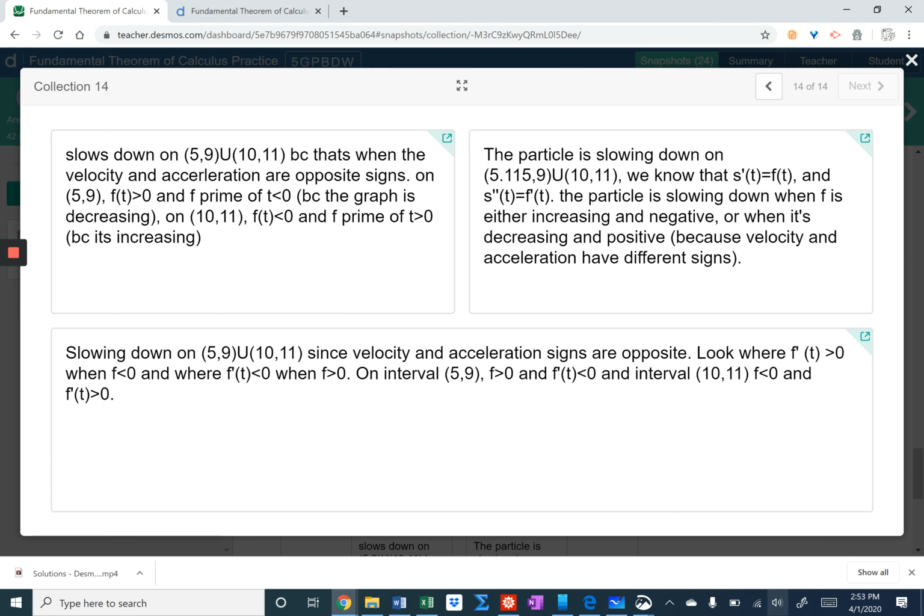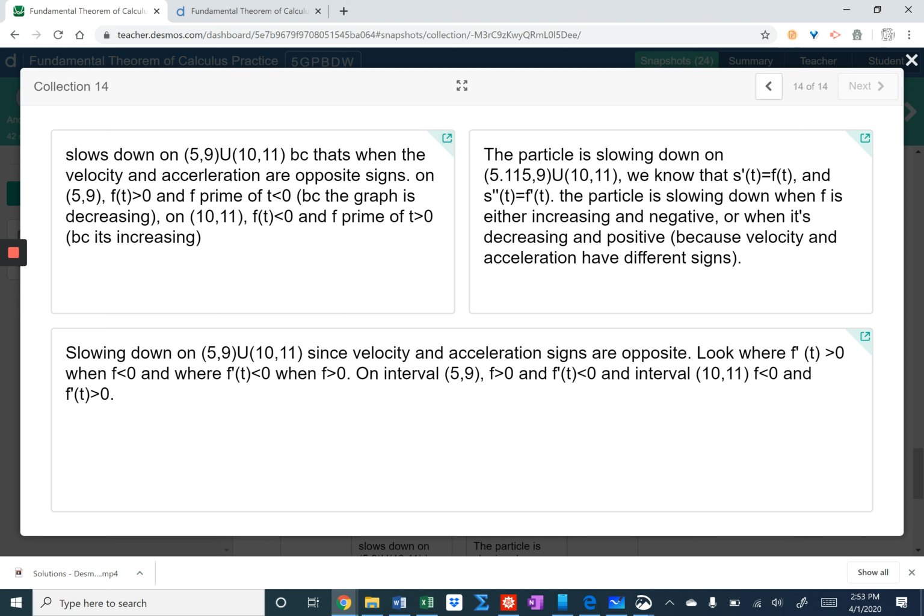The particle is slowing down on, and here's a little more precise number. I think that one's probably more accurate than 5, but I didn't check it. Concepts are what I'm looking for right now. We know that S prime is equal to f and S double prime is equal to f prime. The particle is slowing down when f is either increasing and negative, or when it's decreasing and positive, because velocity and acceleration have different signs. Okay, that's good.